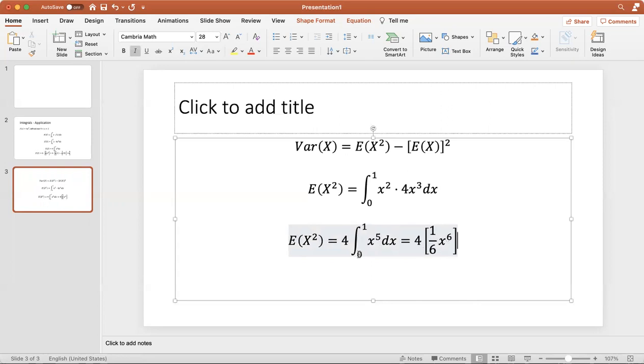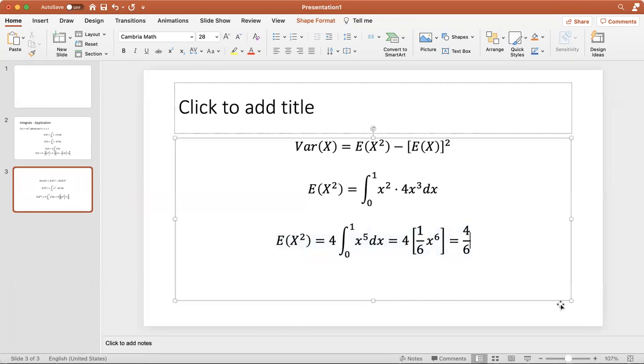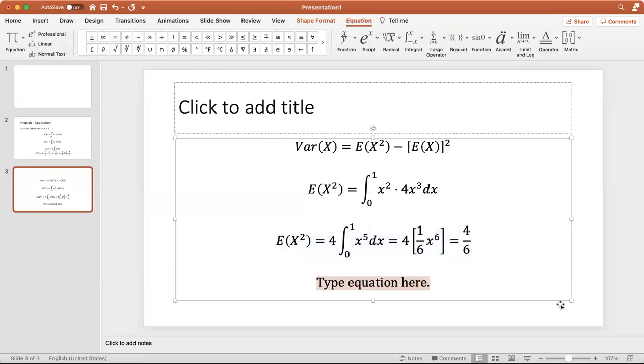Now, since this becomes 0, the last term cancels out, and you're left with 4 over 6. So that's the first term. Now what is the variance of x?